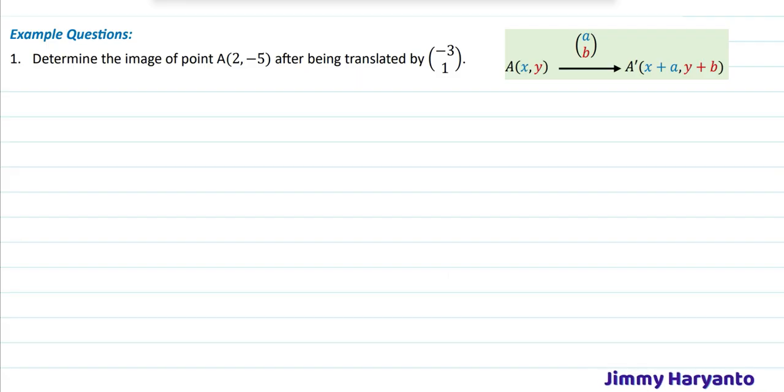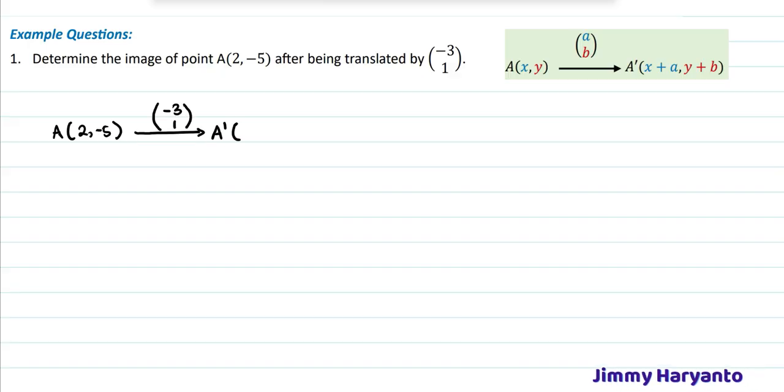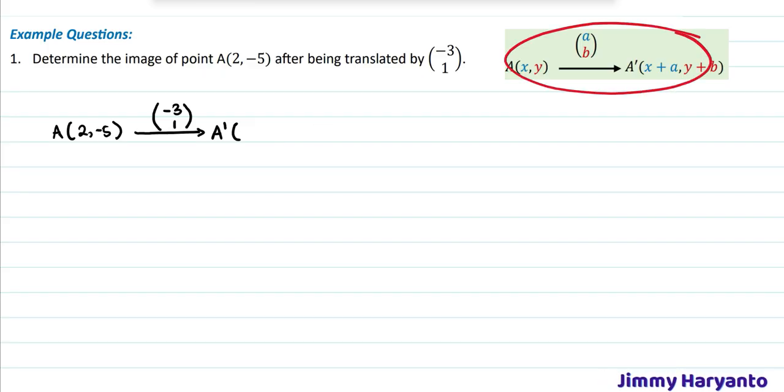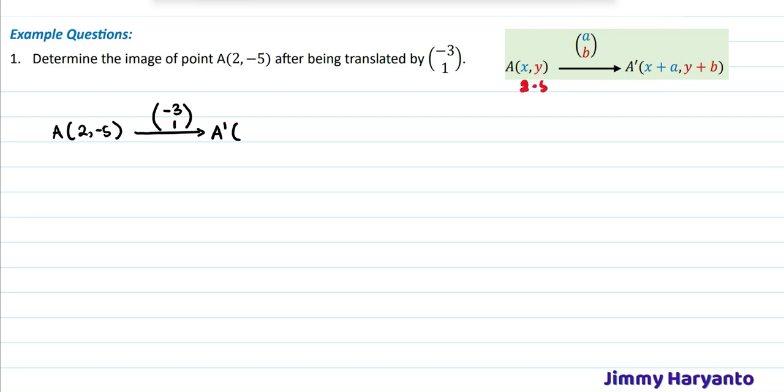Determine the image of point A. The coordinates of A are 2, -5, and it is translated by -3 and 1. The question wants us to find the image. To find the image we have to use this formula. So this one is 2, -5, and this one is -3 and 1. That means the result will be 2 plus -3, and -5 plus 1.